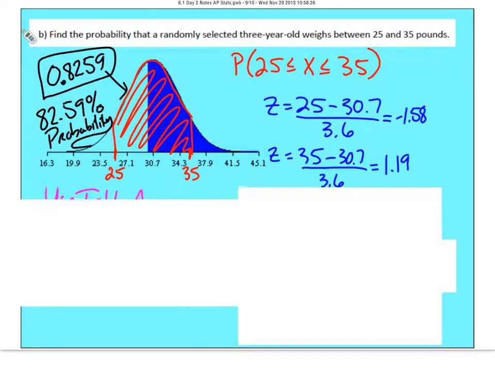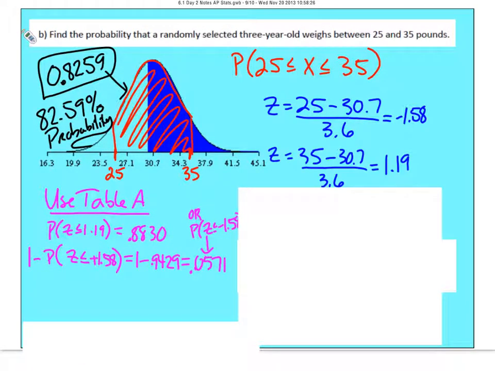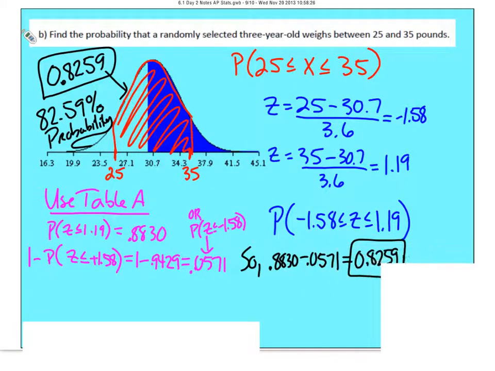So what you're going to see I show for the table is this. I found the z-score of 1.19 was 88.3%. That's this entire region. But then I also found that the probability of the negative z-score, which is this tail, was equal to 0.051. So then what do I do with that? I take this minus that, and I'm going to get the appropriate response for that. And the probability is 82.59%.